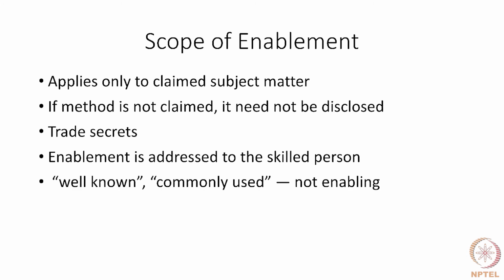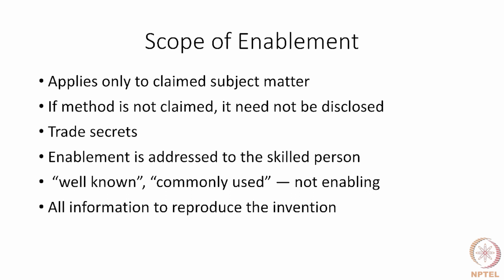Now, some specifications, in order to be brief and to save time, may use things like a well-known process or a commonly used device. Those terms have been interpreted as not enabling a person. So when you say it is by well-known means, you have to actually mention what those well-known means are. Words such as well-known, commonly used and other variants which would signify something already known to everyone may still need an explanation depending on the field of the art.